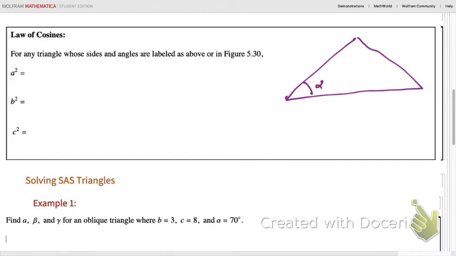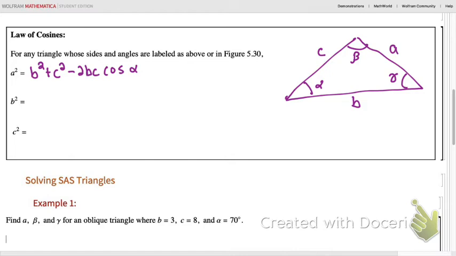We have alpha on the bottom left with opposite side A. We have beta on top with opposite side B. And we have gamma in the bottom right with opposite side C. So a squared is now b squared plus c squared minus 2bc cosine of alpha. So again, if you're given b and c, and you're given the angle between them, you can solve for a squared.